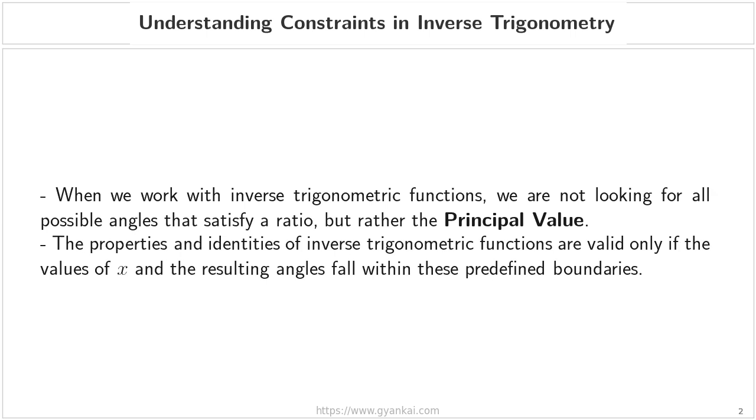Furthermore, you must keep in mind that the various properties and identities we will use with inverse trigonometric functions are not universally applicable. They are only valid if the input value, x, and the resulting angles fall strictly within these predefined boundaries. If we ignore these constraints, our calculations will be mathematically incorrect. In the upcoming slides, we will define exactly what these boundaries are for each function and see how to apply them in practice.